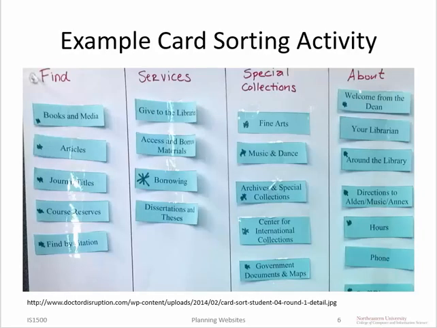So here's what card sorting might look like in practice. There is some kind of a find page, a services page, a special collections page, an about page, and then a define page. The website architect decided to put on the books and media, articles, journal titles, course reserves, and maybe find by citation. The services page is going to include give to the libraries, access and borrow materials, borrowing, and dissertations and theses, and so on. But the point basically is that this gives you an example of sorting information into stacks to help you understand information architecture.